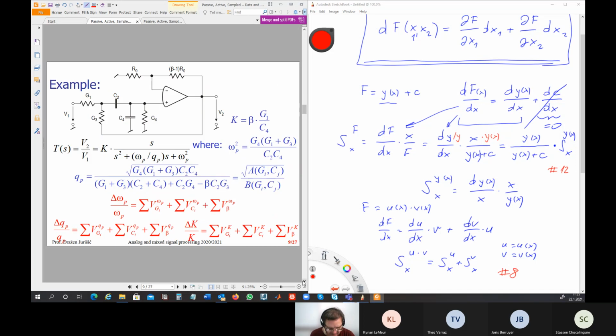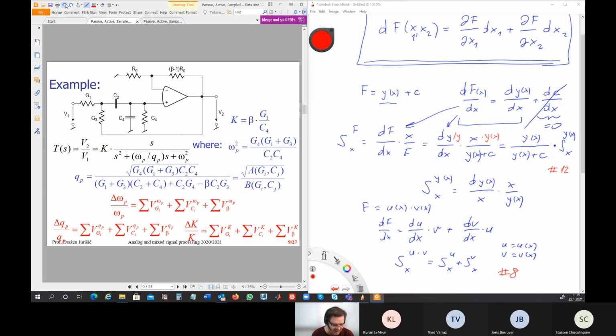Here is an example. Probably you can recognize that this is the class 4. This is a bandpass filter. It has S here in the numerator, as you see. And then you can recognize what is omega p, what is Qp, what is k in such a circuit. So if you want to see how omega p varies because of G1, G2, which is 1 over R1, 1 over R2, C1, C2, or gain beta, then you can calculate the variation of omega p.